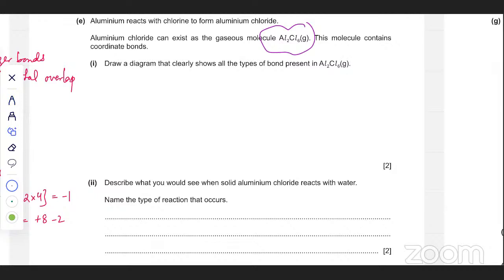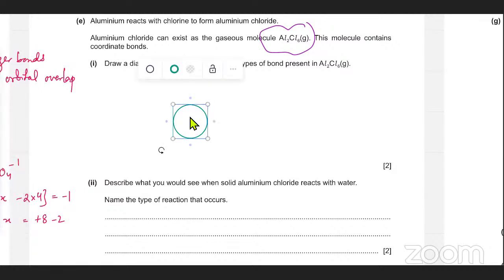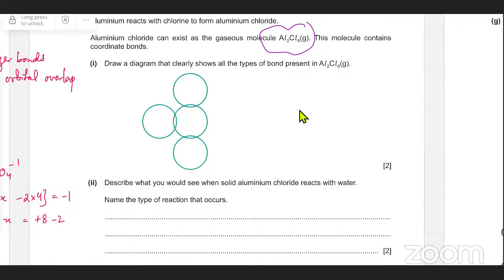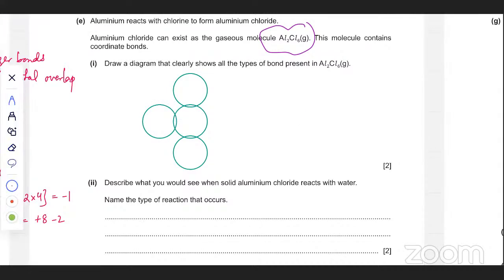So for this, there's going to be an Al, and there would be three Cls. So Al bonds with three Cl atoms. There's an Al in the middle, and there's a Cl over here, a Cl over here, and a Cl over here. Al has three outer electrons, so it forms three covalent bonds.